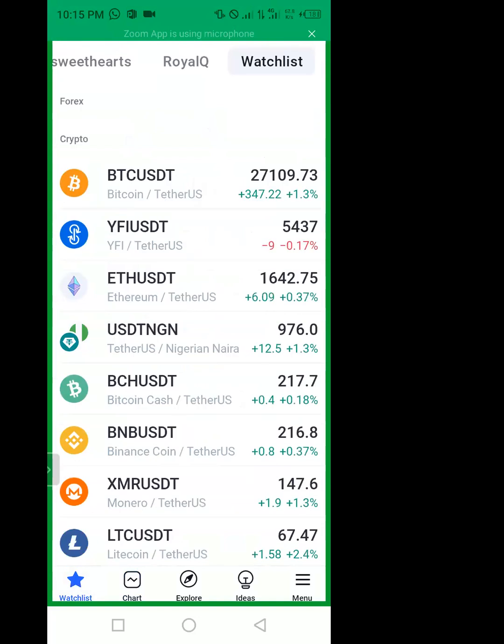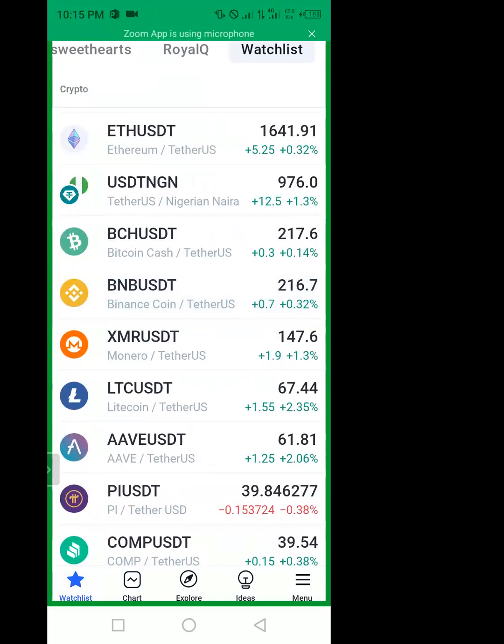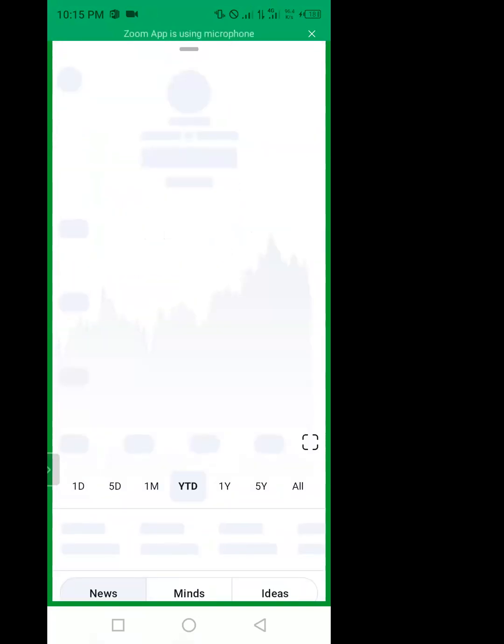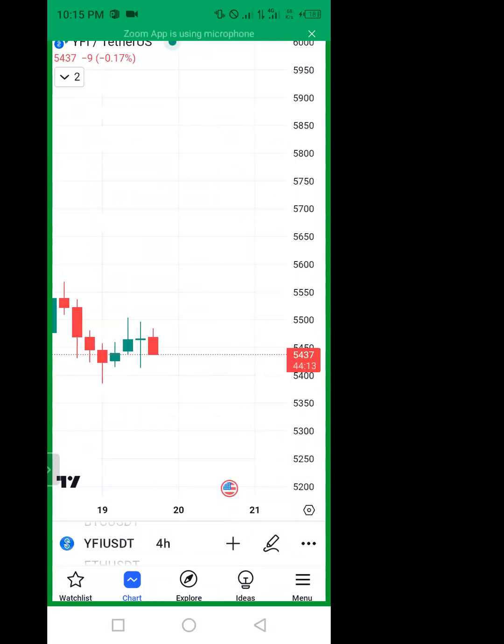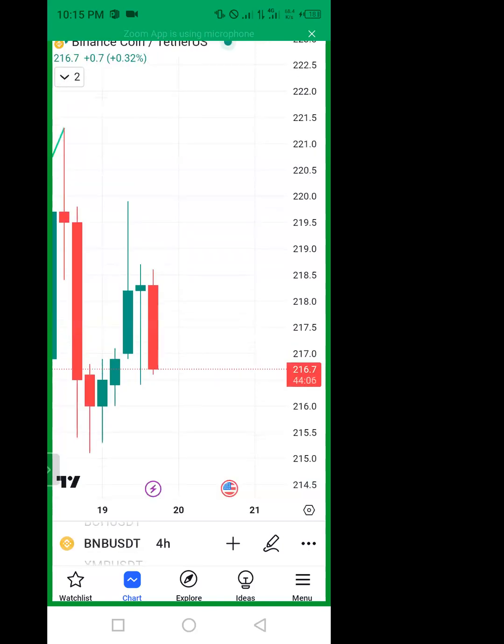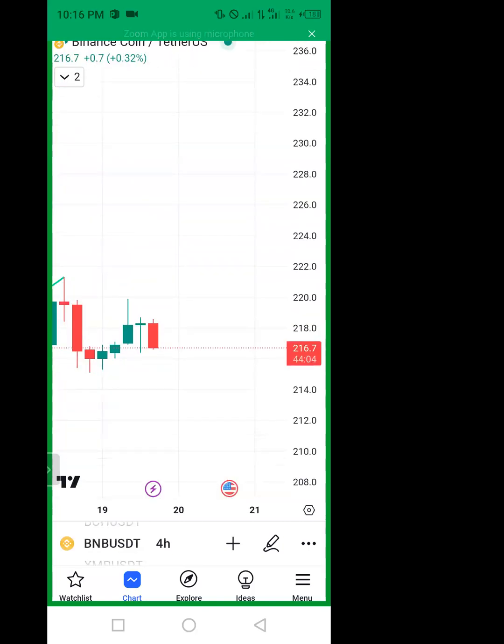Let us look at other coins. Let's look at another coin and see the one which is showing. Let us see another one. I'm looking at BCH.